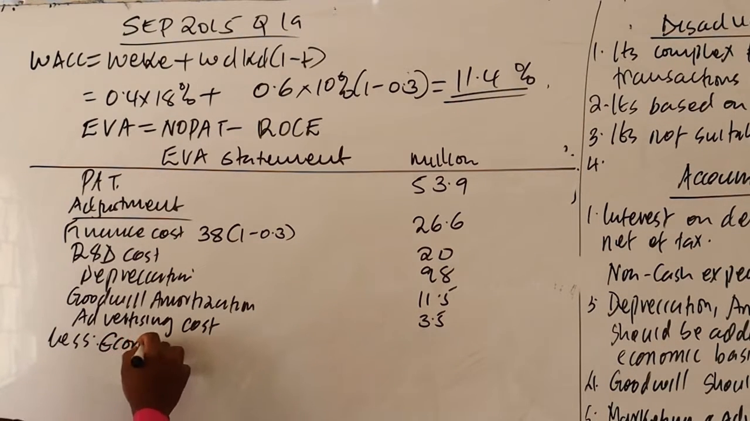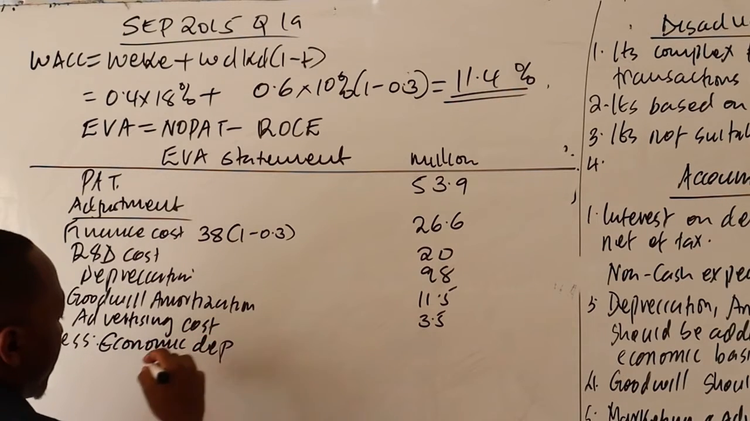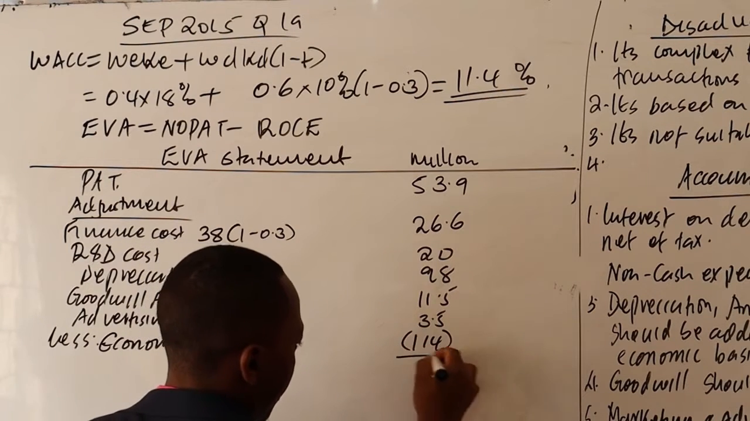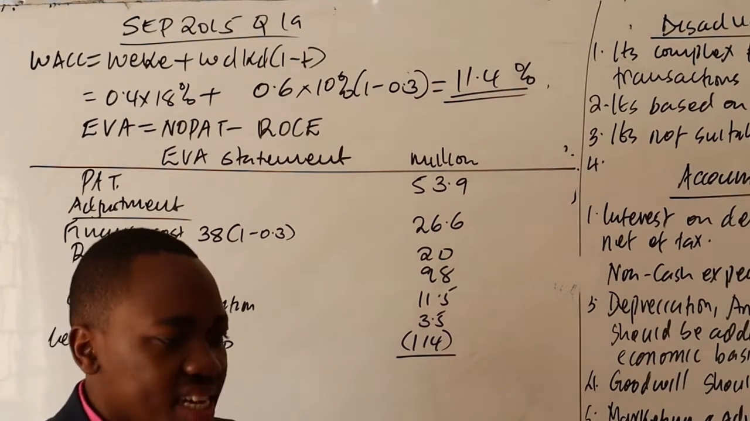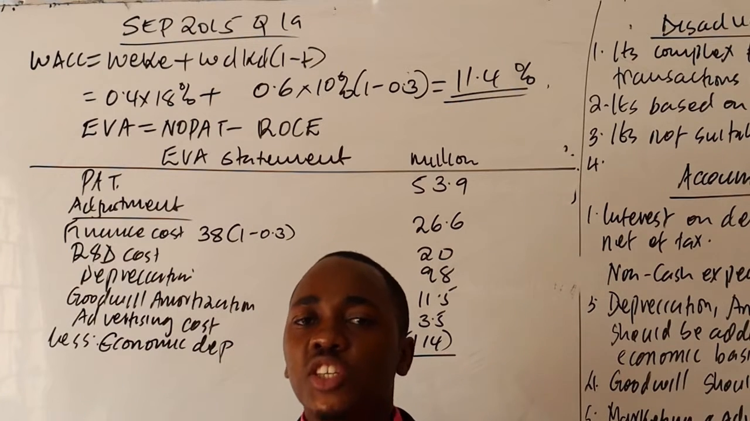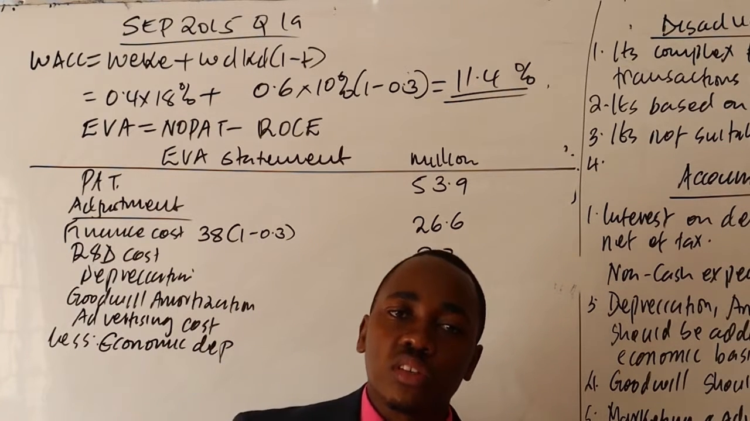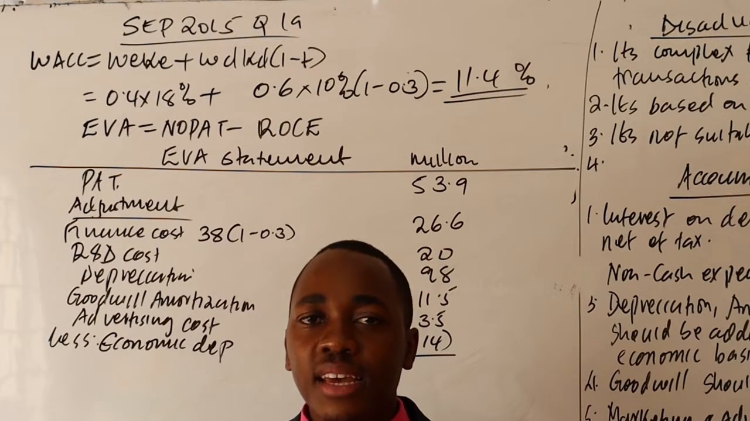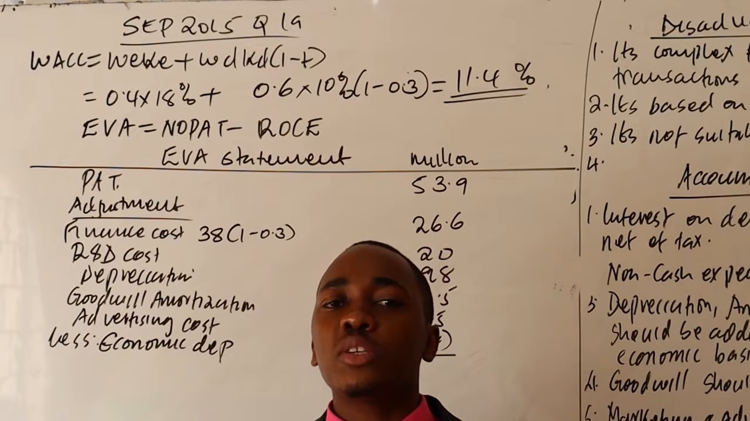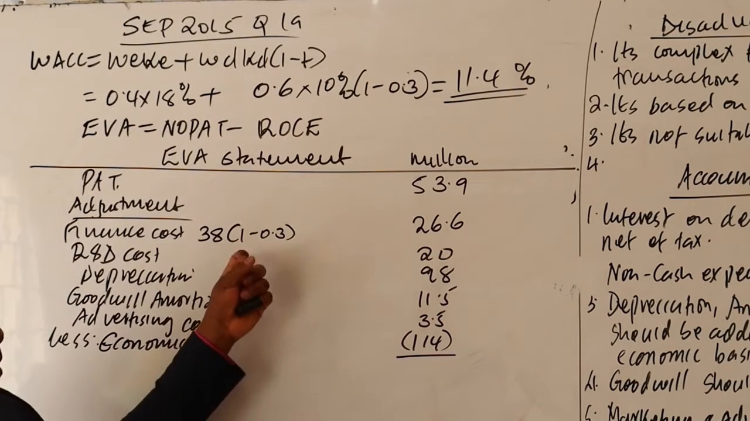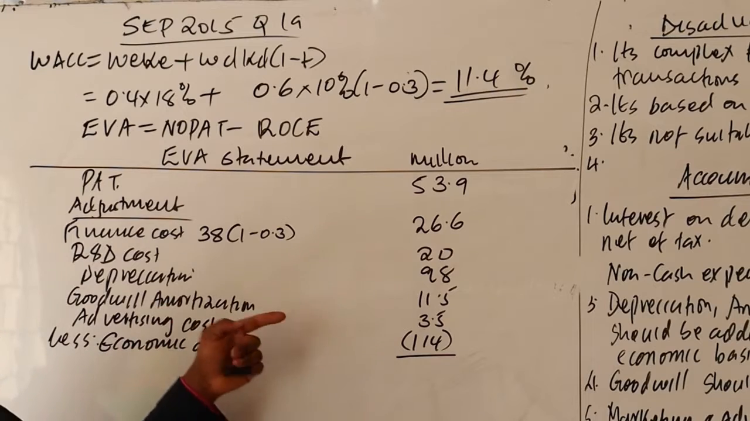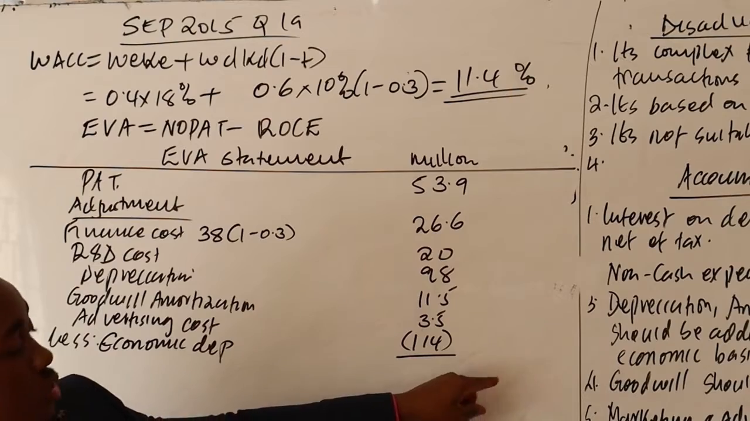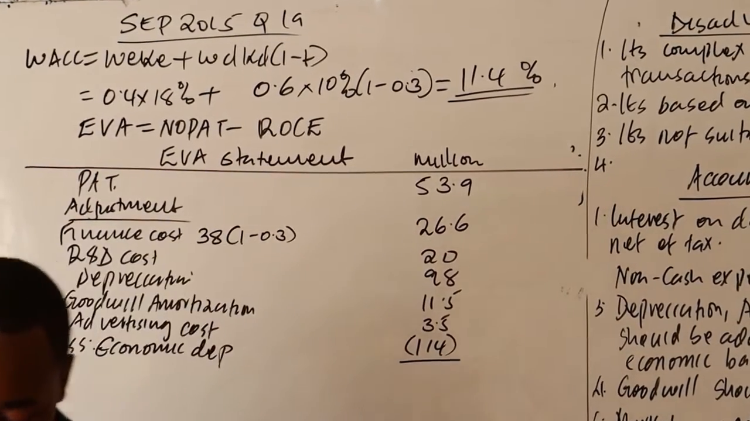Erase economic depreciation. It's an amount of 114. Let me explain this. I said that one of the accounting adjustments is that depreciation, impairment, and amortization should be added back and computed on an economic basis. That means it's more of capital allowances. So I have added back all the depreciation and amortization, and then you compute them on an economic basis. We are told that the economic depreciation is approximately 114. So this one is treated as more of the capital allowances.